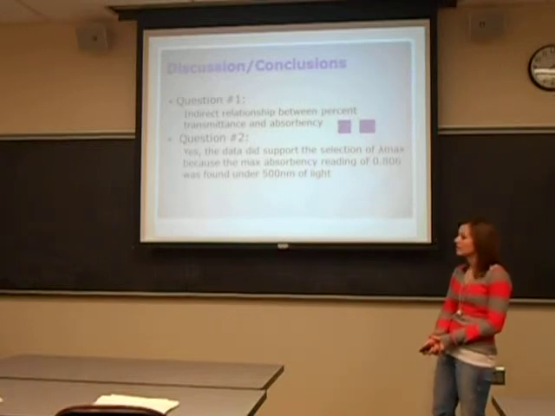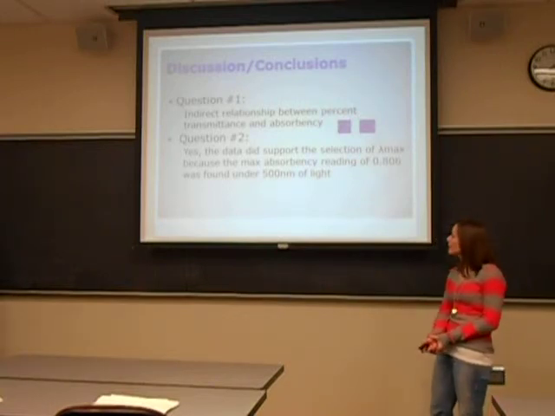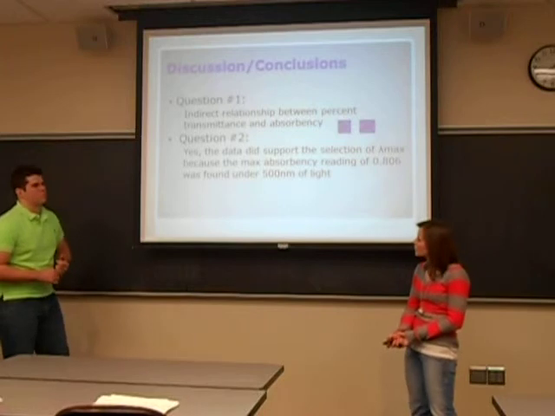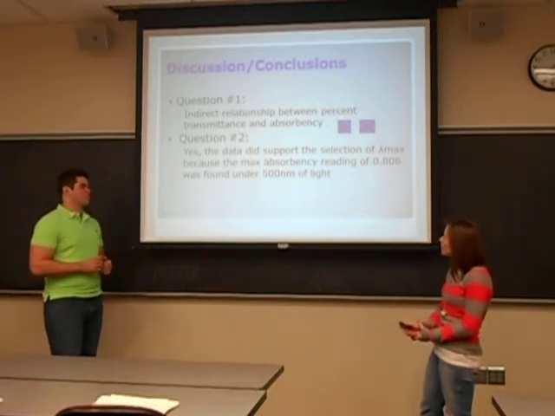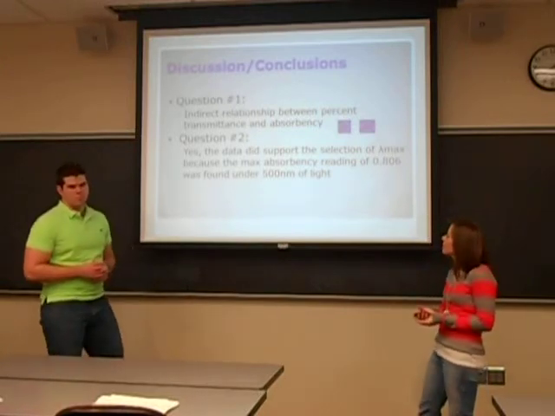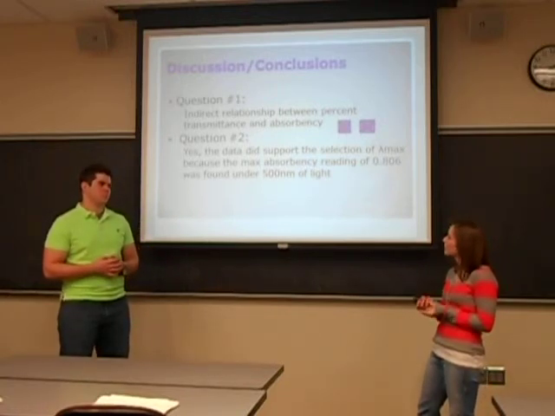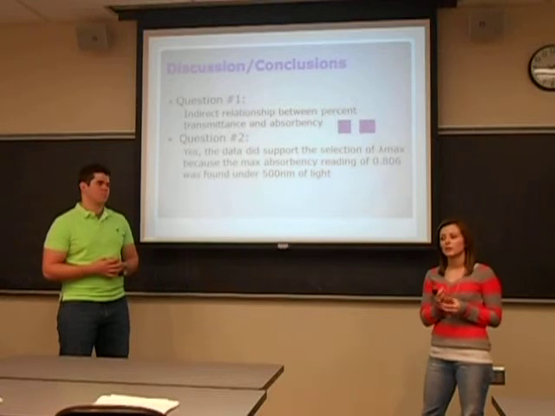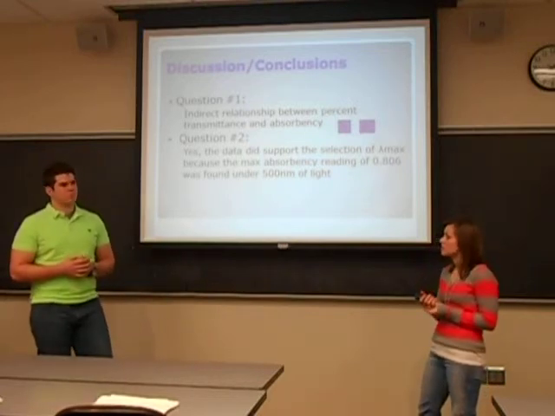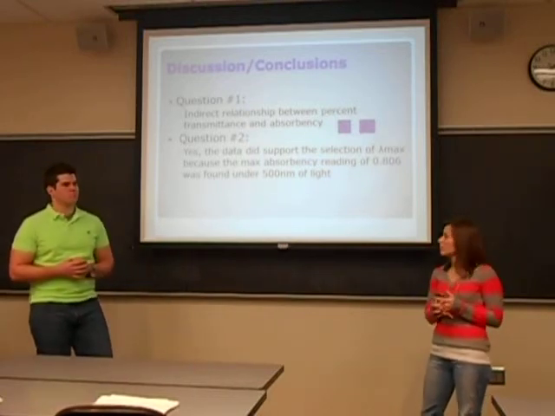Question 2 asks us if our selection of lambda max was correct, which we said yes, it did support our selection of 500 nanometers, because the max absorbance of 0.806 was found under 500 nanometers of light, and also our unknown concentrations fell within our line of progression.